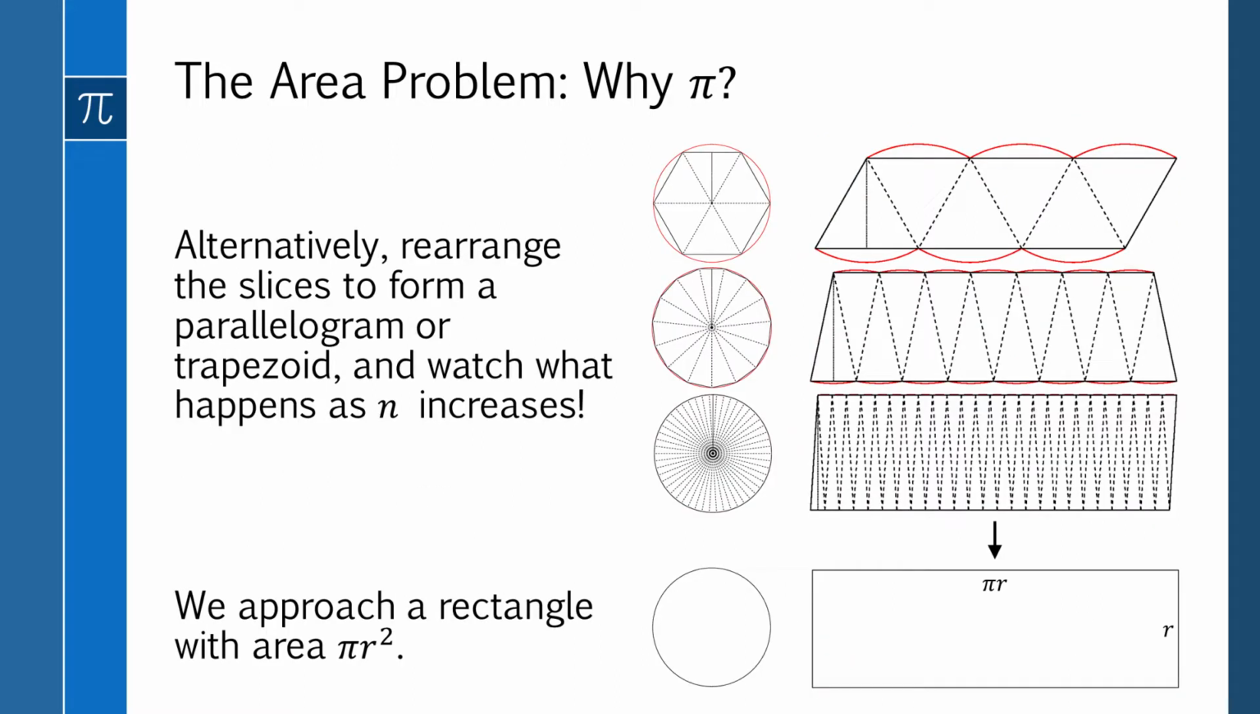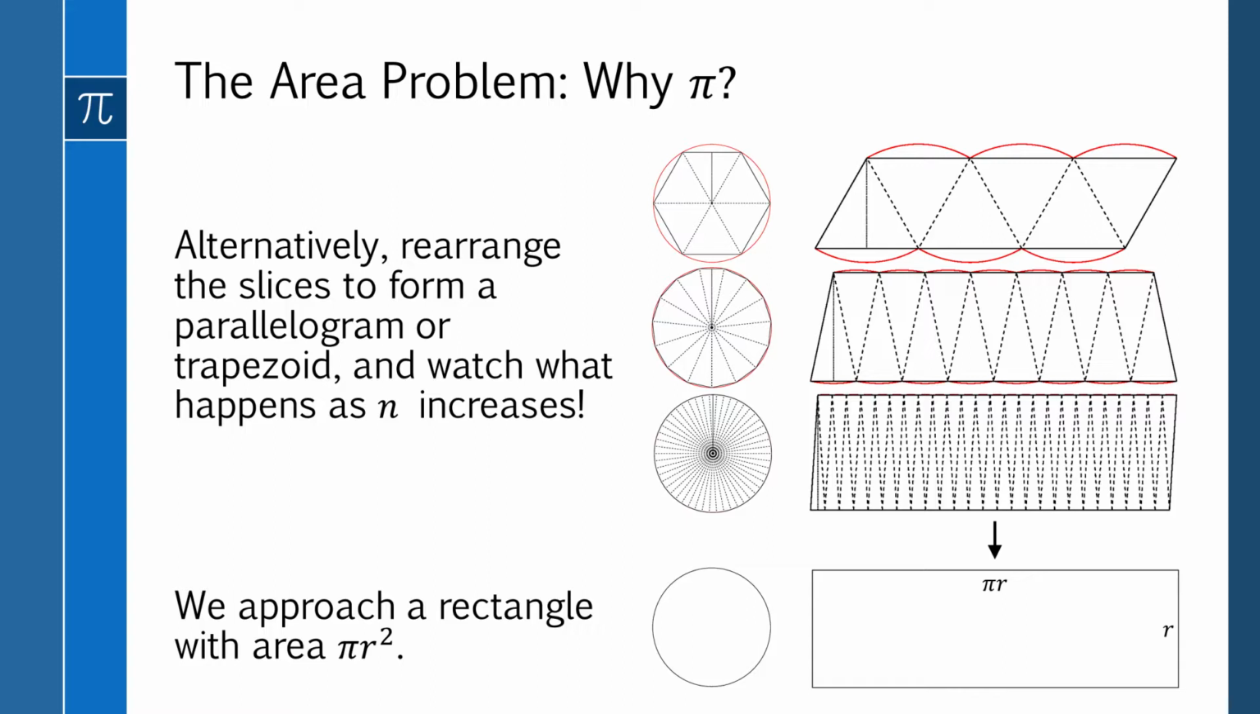Another way you can see this is you can move around the slices in the polygon, and you can form a parallelogram or a trapezoid, and you can see what happens as you increase the number of sides. As you increase the number of sides, you'll see that, again, the polygon becomes a better and better approximation of the circle as these sort of bumps flatten out. And you'll see that the sides of this thing become more and more vertical. Okay? And as you keep going, you approach this kind of shape, right? A rectangle. Okay?